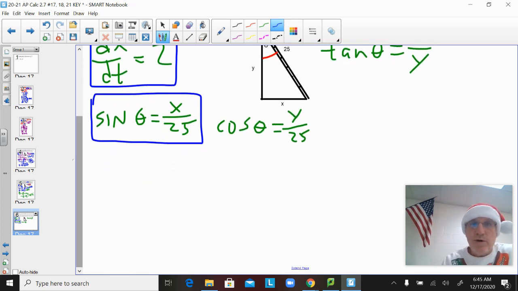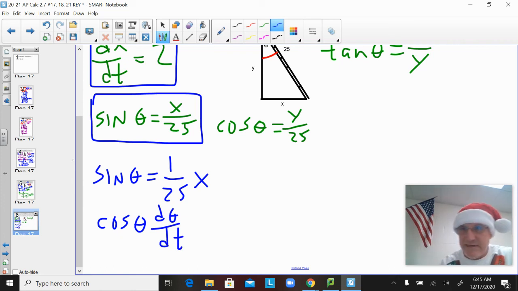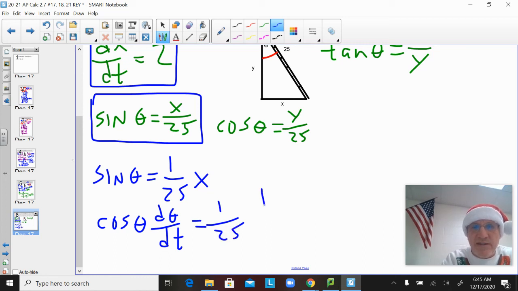All right. So we're going to take the derivative of this. I'm going to rewrite this for a second. The sine of theta equals 1/25 x. That's really what that says. Now I'm taking the derivative of this with respect to time. So the derivative of the sine of theta is the cosine of theta and then d theta dt. There's that d theta dt. Equals the derivative of 1/25 x. Well, the derivative of a number times x is just a number. So that's 1/25, but then I still need the dx dt.